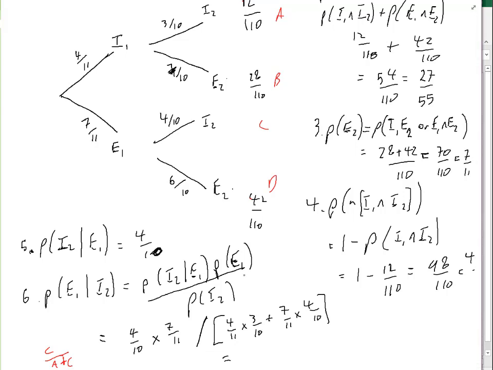And then you can multiply both the top and bottom of this by 110, because it's going to be 1/110 here, divided by 1/110, so forget all that. So you're just going to have 28 divided by 12 plus 28, which is going to be 28 over 40, which is going to be 7/10.